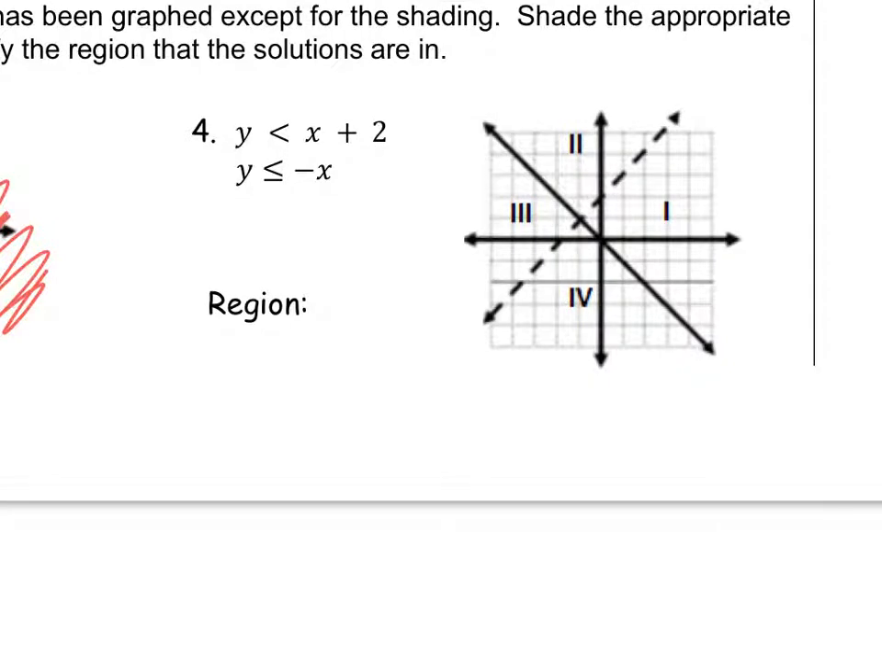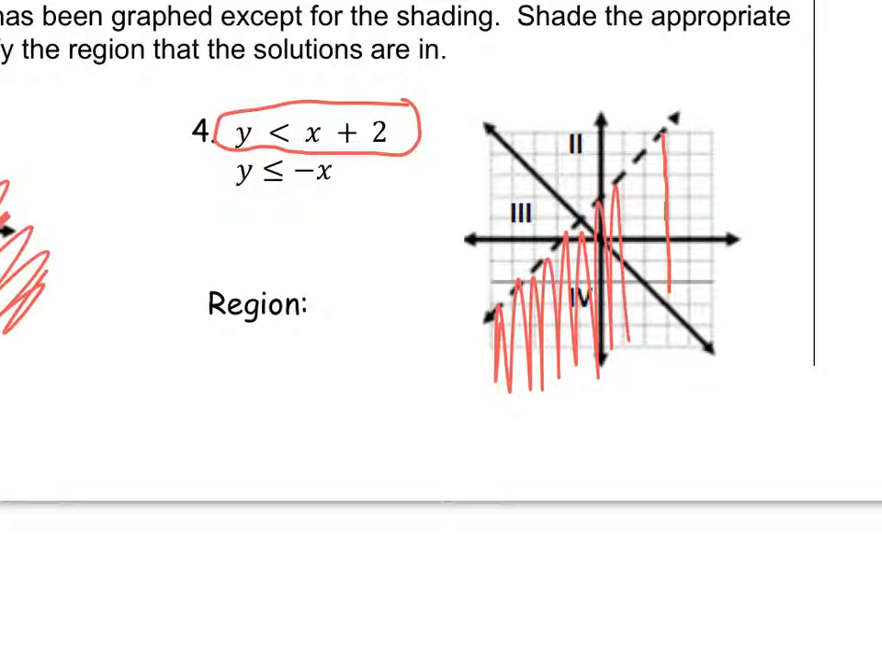Our first equation, first decision: is this the dotted line or the solid line? Well, again, there's no equals to under the inequality, so that's going to be our dotted line. And our inequality looks like an L, so it's a less than. So on my dotted line, I'm going to put my pencil on it and draw a line straight down. And that tells me that that's the side of my dotted line that I'm going to shade.